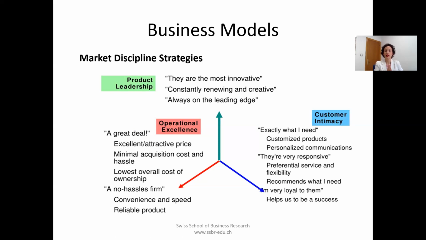Then customer intimacy. Customer intimacy are products or companies that, for example, have the best end-to-end solution. They provide everything that you need at the moment that you need it. They include customized products and personalized communications. They have great customer service. They provide recommendations of things that you need. And they also have a very loyal following.